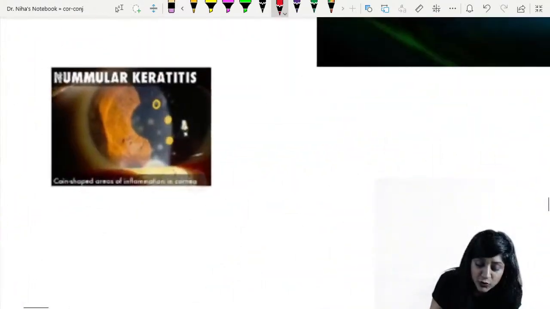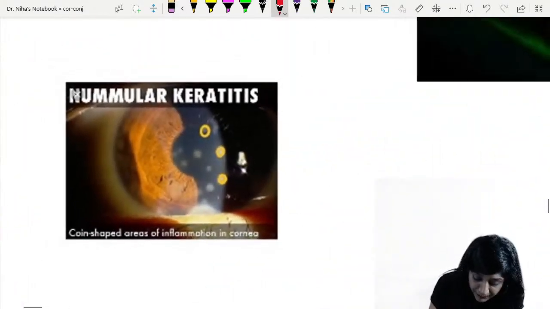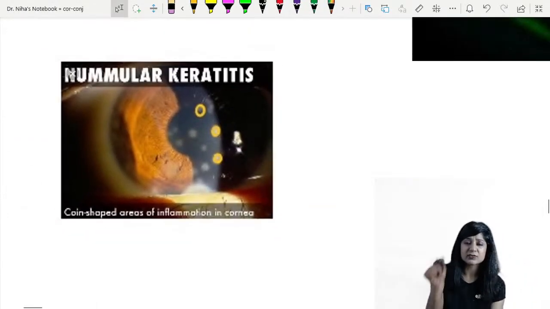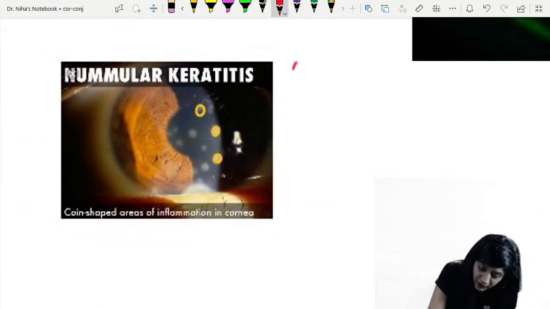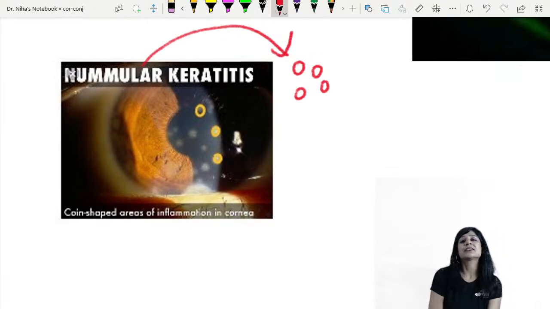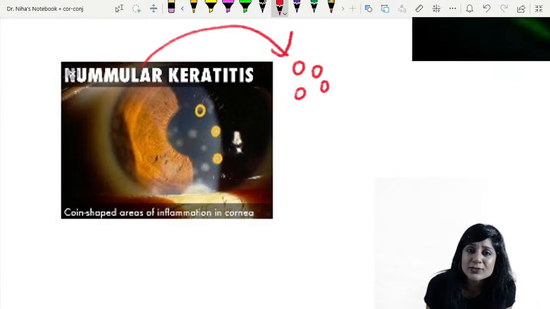Yes, so I asked you what is the characteristic feature of herpes zoster. So it is these small coin-like areas, or the disciform areas. This is called nummular keratitis. This is actually characteristic of herpes zoster.